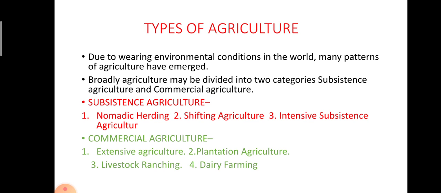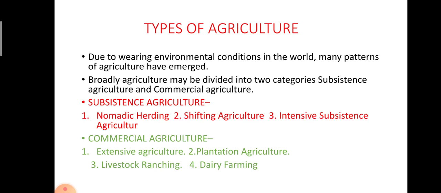Subsistence agriculture is the earliest type of farming which is carried out at a small scale by a farmer to grow food for personal or community consumption. Means the farmers cultivate a small size of land, whatever land they have, for their own family consumption or community consumption.